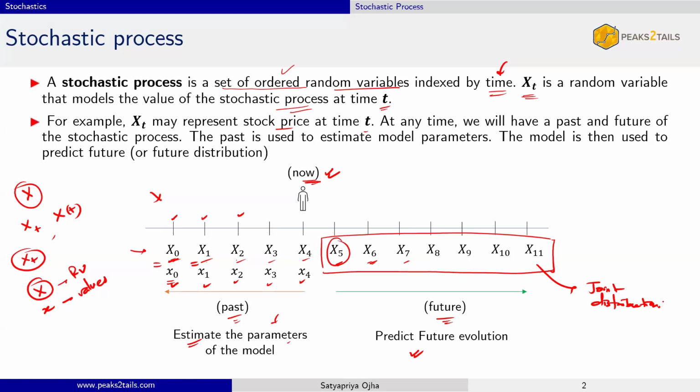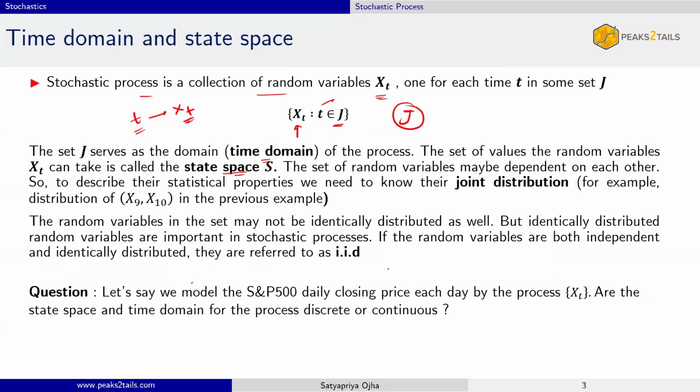So for example, x7, x8 together, I need to be able to tell you what is the joint distribution of x7, x8. It will be a bivariate distribution, some distribution, right? So when we are trying to model, you should be able to tell me what is the joint distribution of the random variables. If you are able to do that, then you have specified the process, right? So that is what I've written.